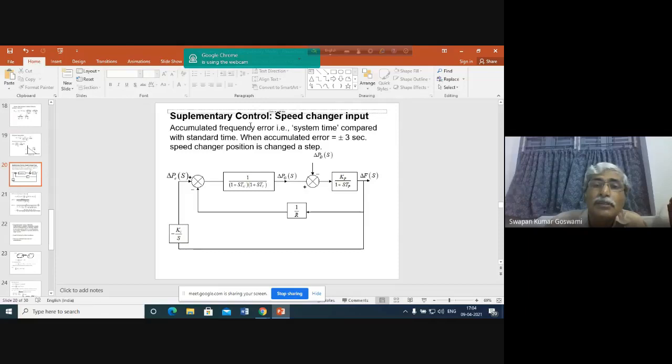This supplementary control is sometimes called the secondary control, because the other control is called the primary control. Initial and primary control is obviously faster. It is faster because its time constant depends upon the time constant of the governor only. The secondary or supplementary control is slower. Why is it slower? Because you have to integrate the frequency error. You have to accumulate the frequency error. Since accumulation is there, obviously it will take time. So supplementary or secondary control is slower compared to primary control.